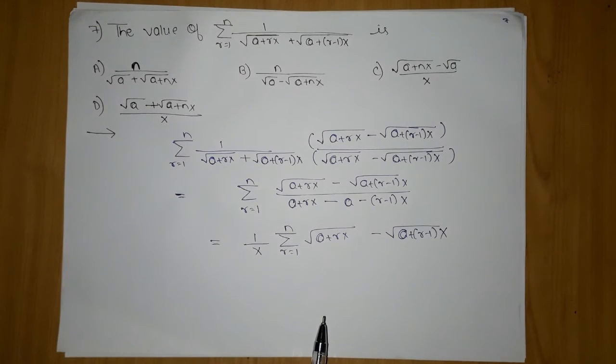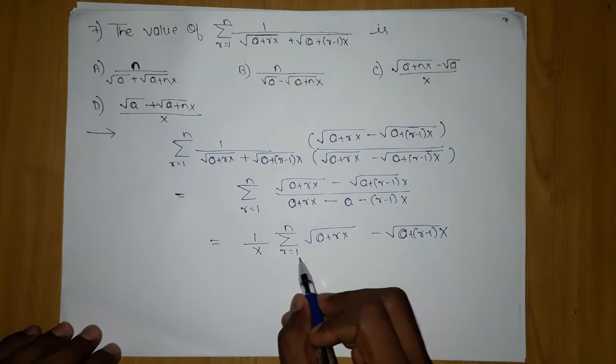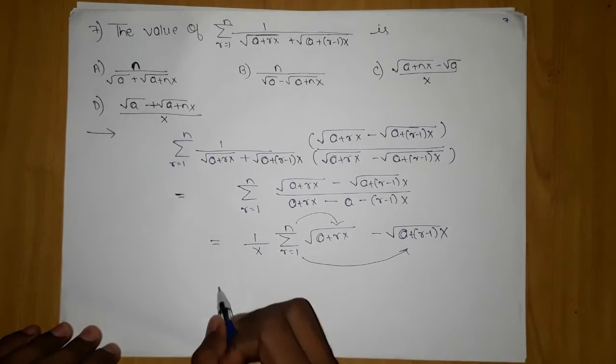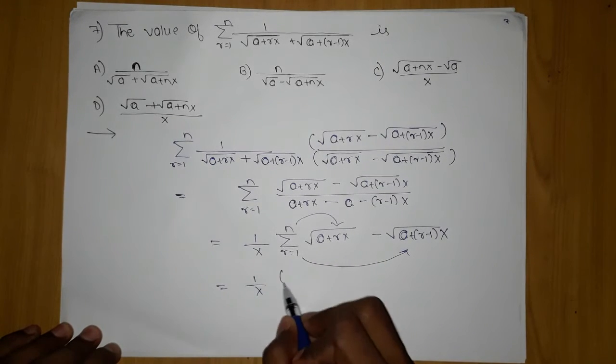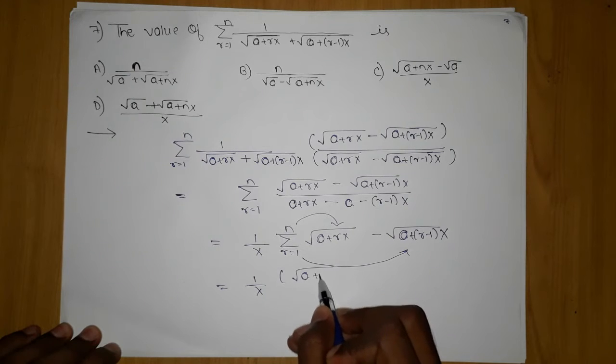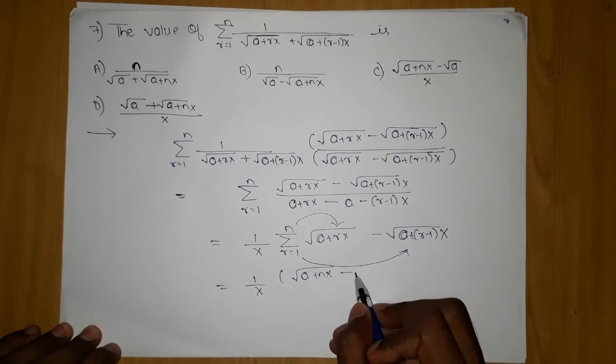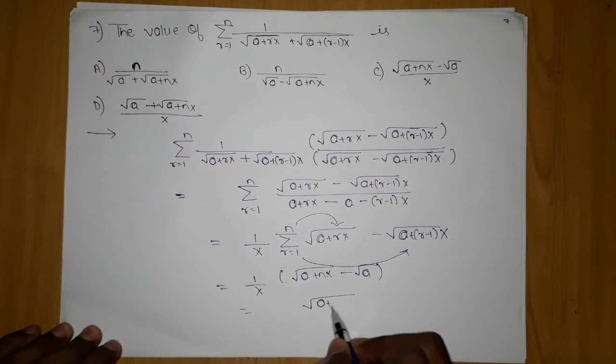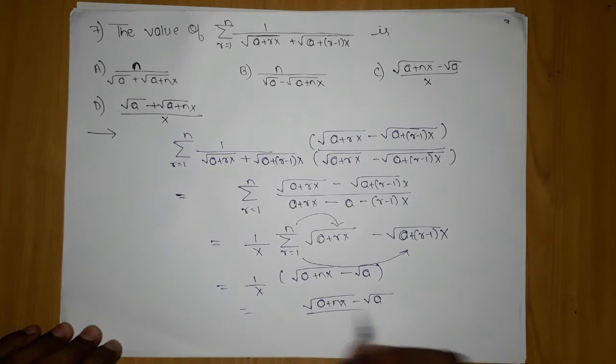After this step, we just put the values of the summation like we used to put in the telescopic series. If we put it like that, you will come to know that this is the smallest one, so this value will be substituted, and this is the biggest one, so this value will be substituted here, 1 by x. The moment we substitute, we get a plus nx minus, and here we get under root a. So our final answer is under root a plus nx minus under root a upon x.